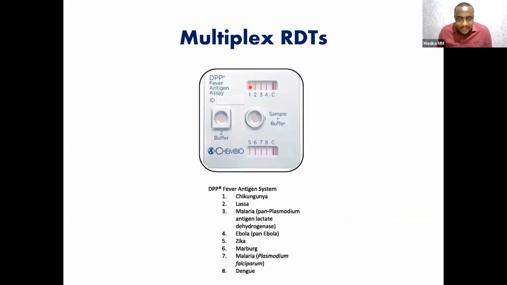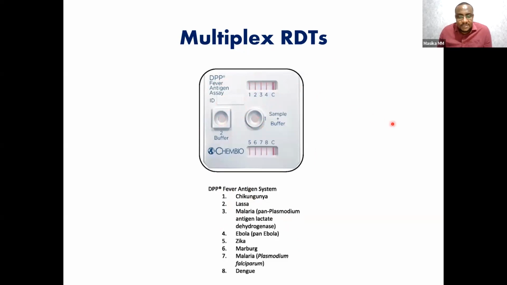And even Ebola has different targets, but you can see each of these numbers is coded. So if 1 is positive, you check 1 is chikungunya. If 2 is positive, you check 2 is Lassa. And it's quite interesting because it's also a rapid test. You put in a sample and a buffer, and then it helps quickly give you results for all these pathogens.